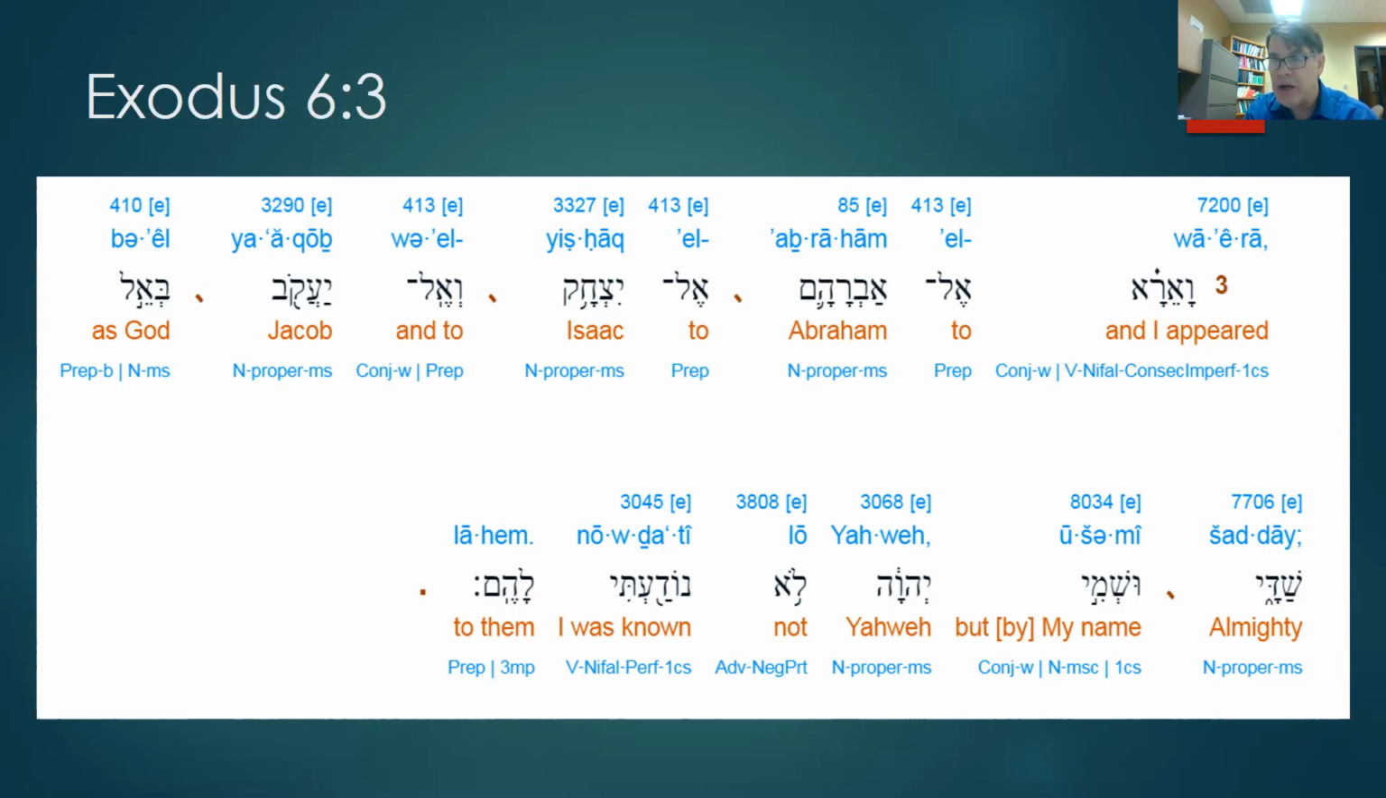There's the resh, and then the long A, and they did not transliterate the second aleph, because it's a vowel letter. So this is the transliteration right above the word. At the top, you have the Strong's number.